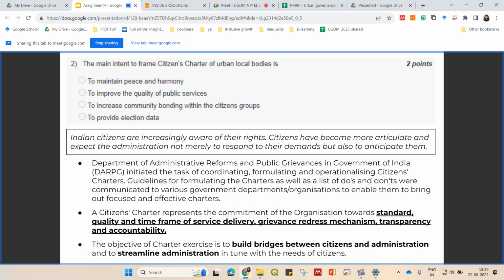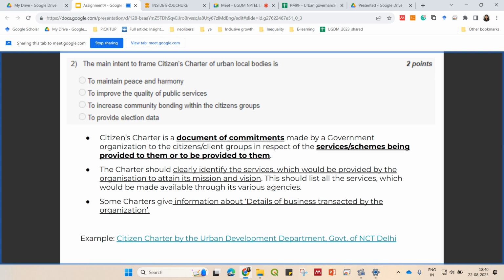The citizens know what to expect from the organization, and in the case that the organization does not measure up to their promises, the citizens can express their grievances and provide feedback to the organization. So this, in a sense, streamlines the administration of the particular services that the organization has provided, and it can ensure that it is in tune with the needs of the citizens. So this is what the Citizens Charter intends to do.